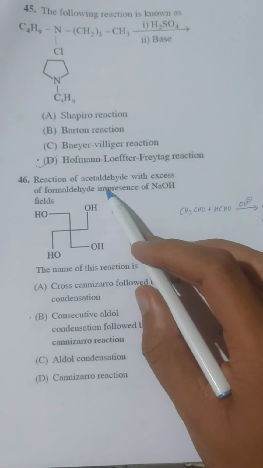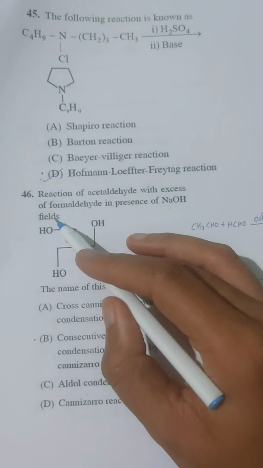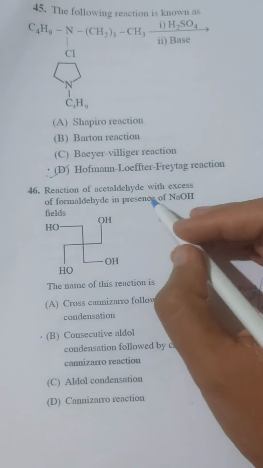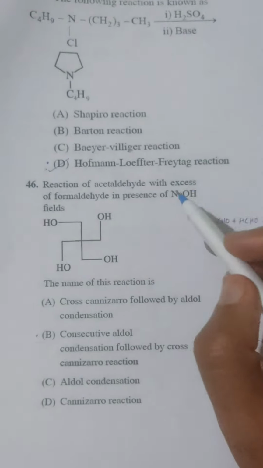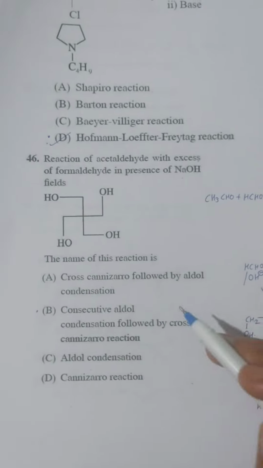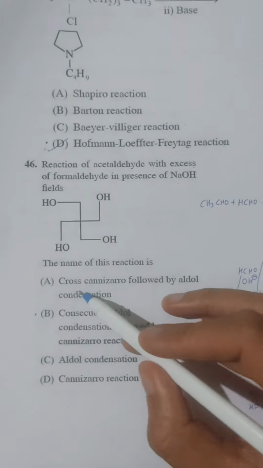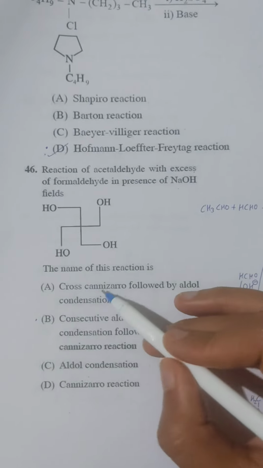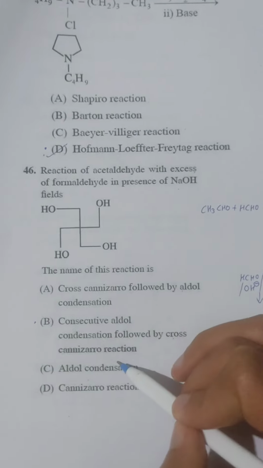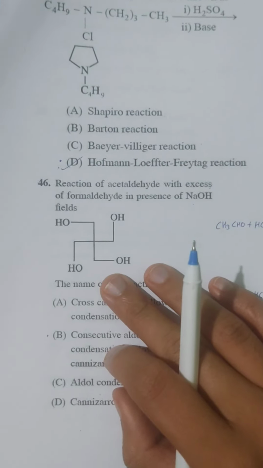Here, the reaction of acetaldehyde with excess formaldehyde in the presence of NaOH results in this compound. They are asking what reactions are possible in this entire stage. Please remember that when they mention excess of any reagent, a single reaction will not be feasible. It will go through a higher number of reactions. So the reactions involved are crossed Cannizzaro followed by Aldol, or else Aldol condensation with crossed Cannizzaro. Before that, you have to understand what the Aldol and Cannizzaro reactions are.